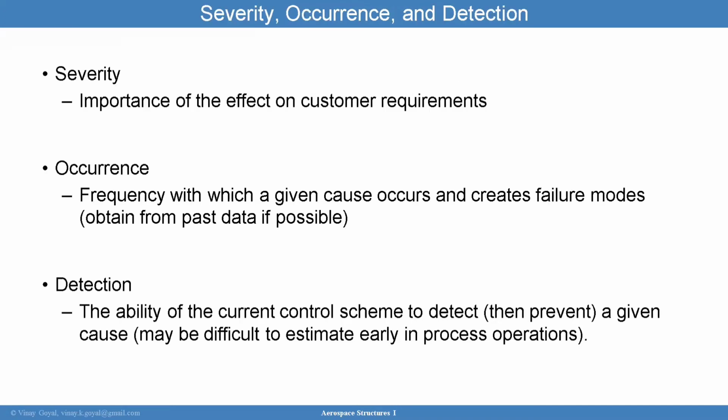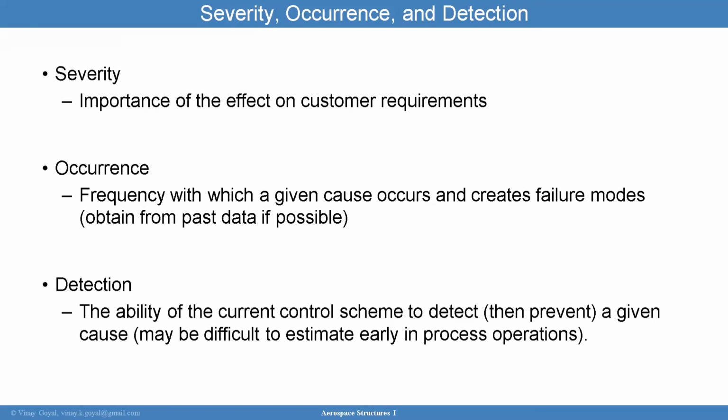Severity is importance to the customer. In aerospace applications, if it's mission critical, then it is highly important regardless. The occurrence is the frequency with which a given cause can occur and create failure modes. You usually rely on past data, and sometimes it's based on engineering judgment. And then you have detection, the ability of the current control scheme to detect and prevent those issues.